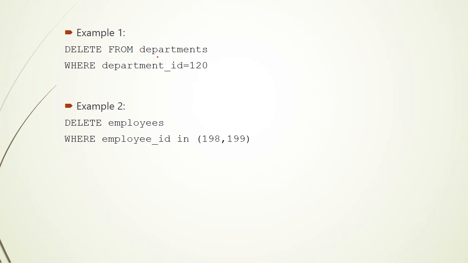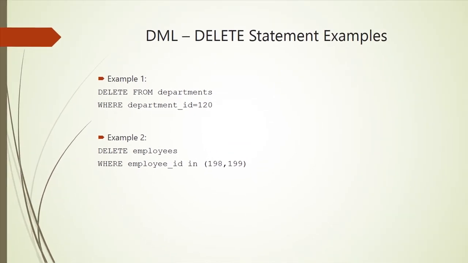DELETE FROM departments WHERE department_id = 120. So here department ID number 120 will be removed from the departments table. In the second example, DELETE employees WHERE employee_id IN (198, 199). So here we are deleting two records, employee ID 198 and 199.